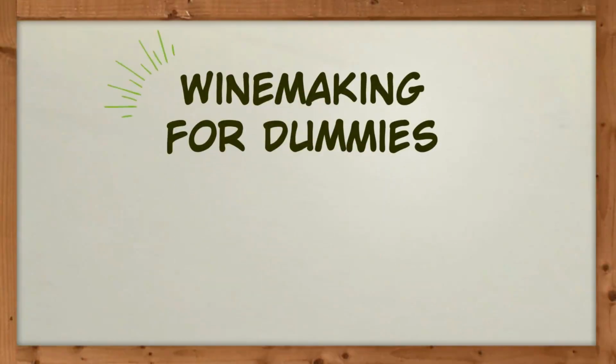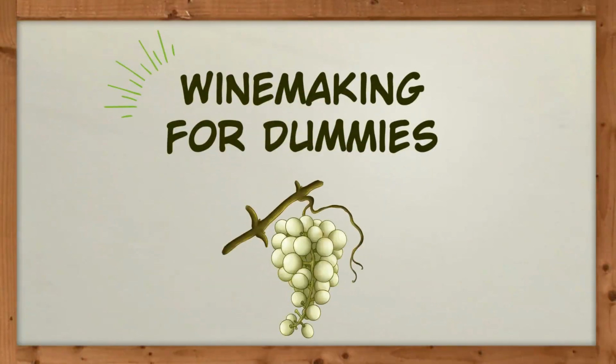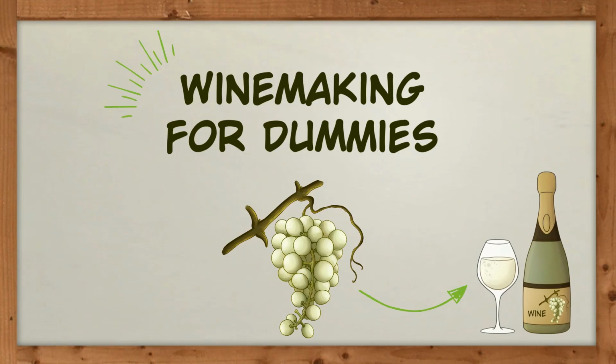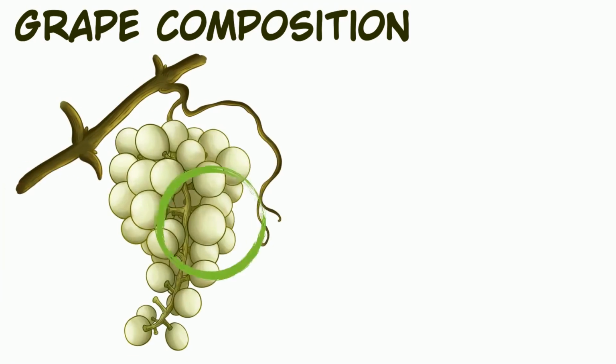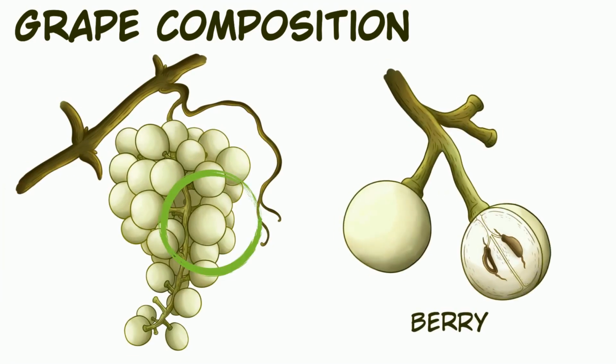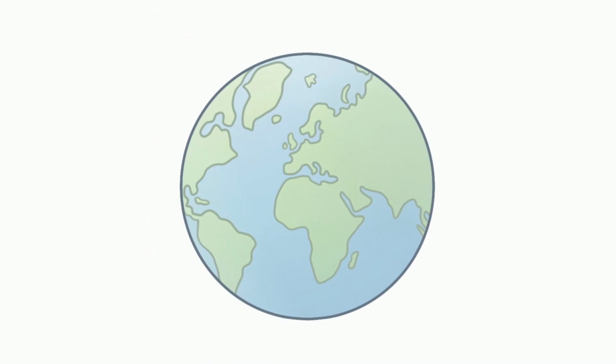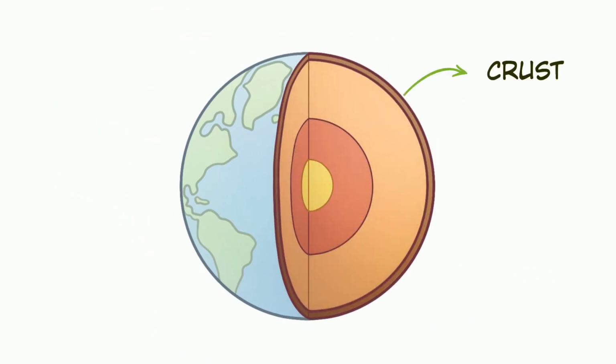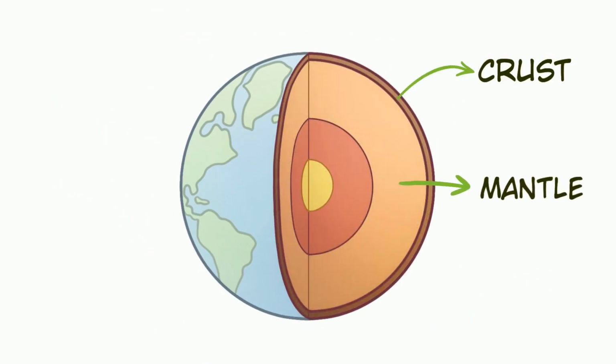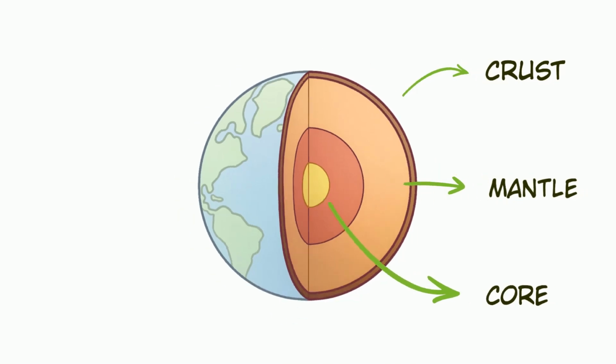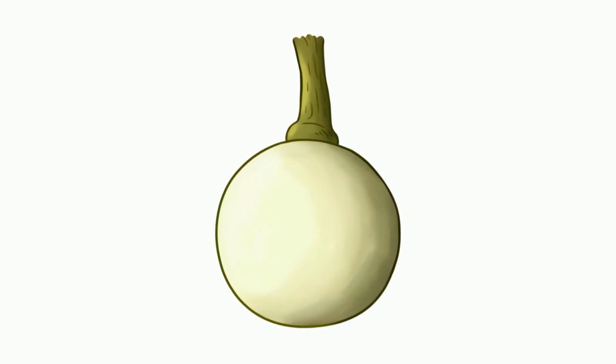In this lesson, we will explain the basics in the transformation of grape juice into wine. Wine production starts from the berry of the grape. So think of a berry the way you would the earth. The earth has different layers. You have the crust, the mantle, and the core at the center. And these layers have different characteristics and functions. So the same applies for our berries.